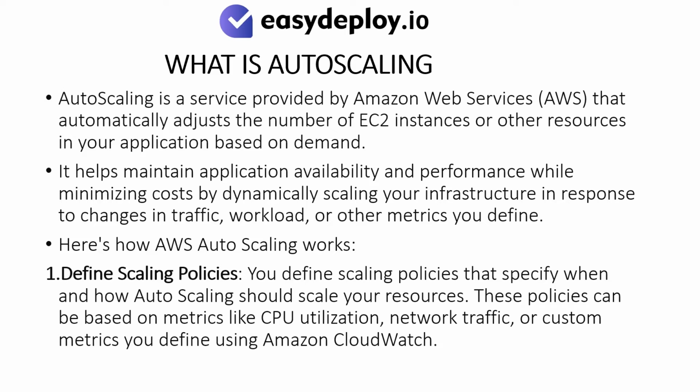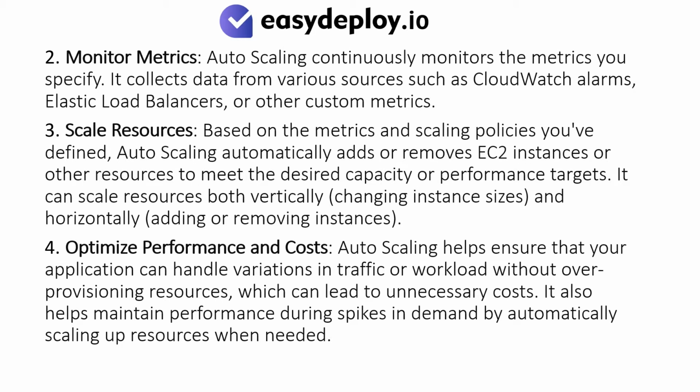Here's how AWS auto-scaling works. Define scaling policies. You define scaling policies that specify when and how auto-scaling should scale your resources. These policies can be based on metrics like CPU utilization, network traffic, or custom metrics you define using Amazon CloudWatch. Monitor metrics. Auto-scaling continuously monitors the metrics you specify. It collects data from various sources such as CloudWatch alarms, elastic load balancers, or other custom metrics.